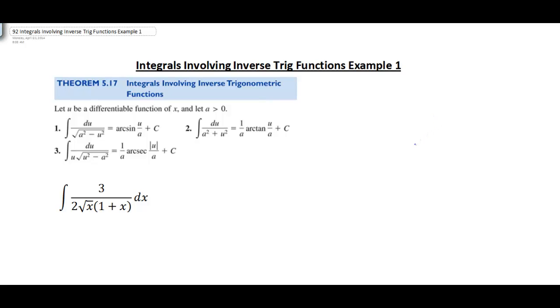Here in this video, we're going to look at three more examples of integrals involving our inverse trig functions. And the first one is we want to find the integral of 3 over 2 times the square root of x multiplied by the quantity 1 plus x dx.